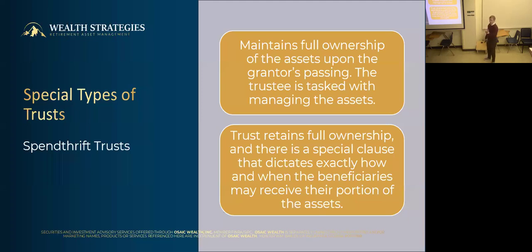Then you've got your spendthrift trust. Now a spendthrift, the actual term is about somebody who just has really bad control over themselves financially. They spend all their money. They just toss it out. There's no regard for responsibility. So a spendthrift provision in a trust is essentially something that tries to stop them from doing that so much.